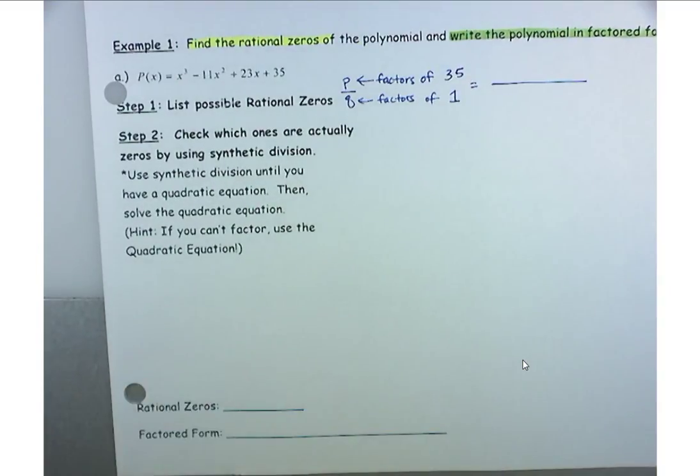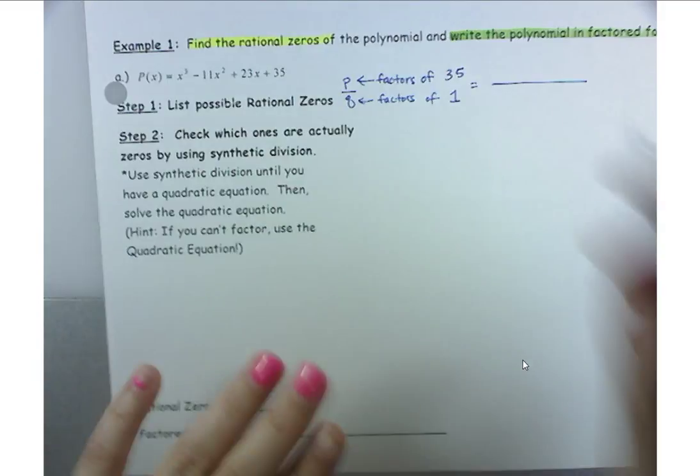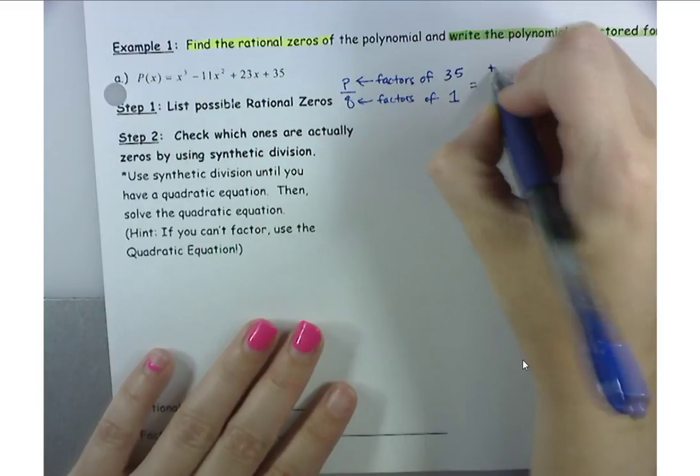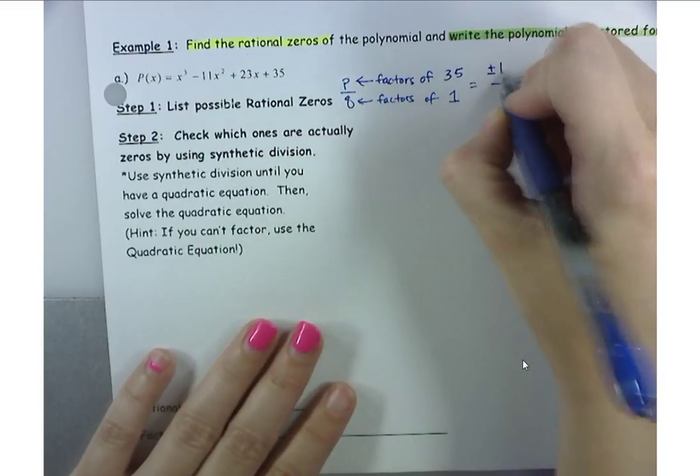When I write them, I will write them in numerical order. So what is the first factor that goes into 35? Okay, 1. Now, 1 times what is 35? 35. So you could do 1 times 35 to get 35, but you could also do negative 1 times negative 35, right? And that would still give you positive 35. So when you write out the possible zeros, you always have to include plus or minus. So it's plus or minus 1.